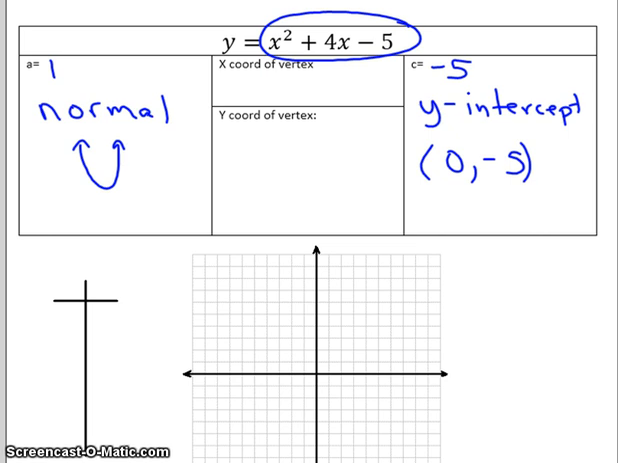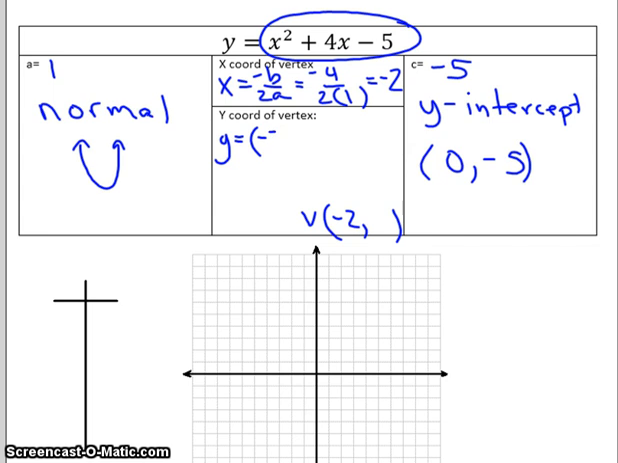So the new content we're putting in with this lesson is the middle portion, the x-coordinate and the y-coordinate of the vertex. The x-coordinate of the vertex is negative b over 2a, which in this case, b is equal to 4, so that's the opposite of 4, times 2 times a, which is 1. Negative 4 divided by 2 is negative 2. So I'm ready to say that the vertex is located at the ordered pair negative 2, comma, whatever that y value is. We will find that by plugging the negative 2 back into the equation.